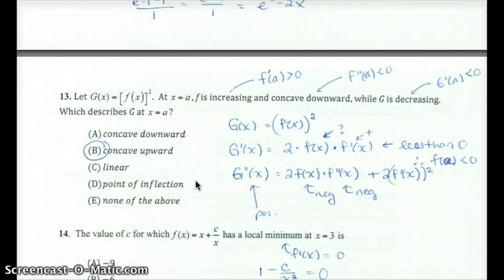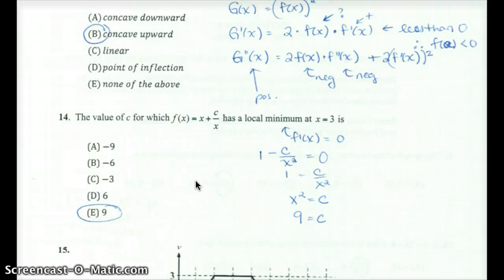All right, we're getting there. Question 14 is a pretty fun one. It's actually much quicker than you may realize when you first look at it. We're talking about a local minimum. It says this function has a local minimum at x equals 3. That means at x equals 3 we must have a critical point, which means that the derivative function has to equal 0 when I plug in 3 for x.